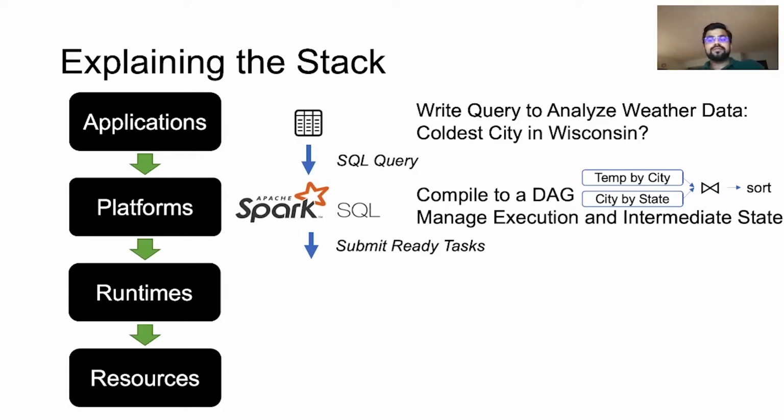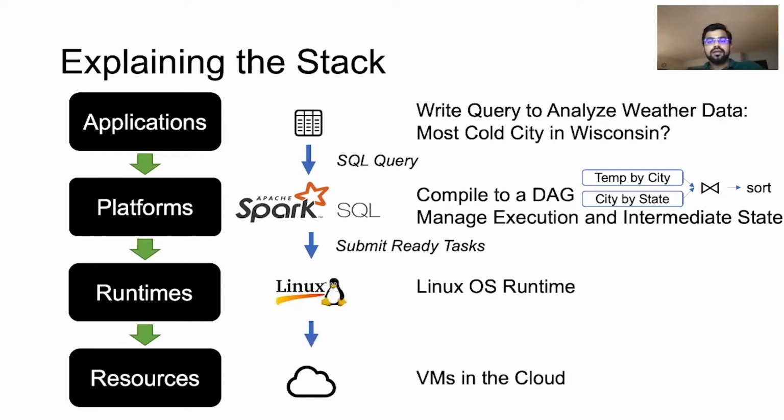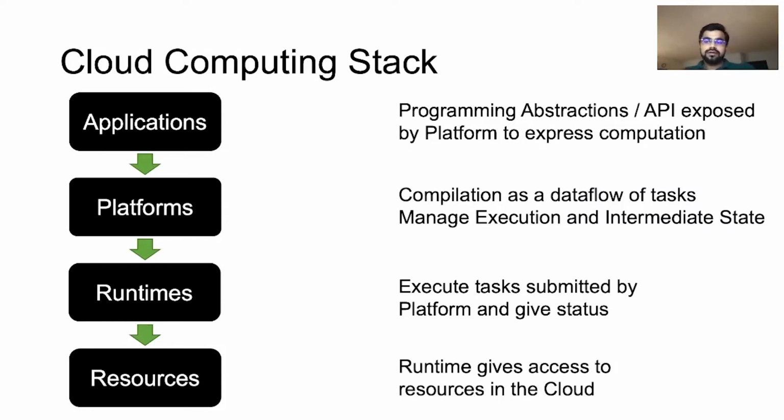The platform is also responsible for fault tolerance and managing any intermediate state such as the output of the inner join. The tasks are executed in the runtime as shown in this figure. In this example, the runtime is the Linux guest operating system running on several virtual machines leased from a cloud provider. In summary, the application layer uses the programming abstractions exposed by the platform to express computation. The platform layer compiles the computation as a data flow of tasks and manages the execution of tasks and any intermediate state in this data flow. And the runtime layer is responsible for fast and secure execution of these tasks submitted by the platform.